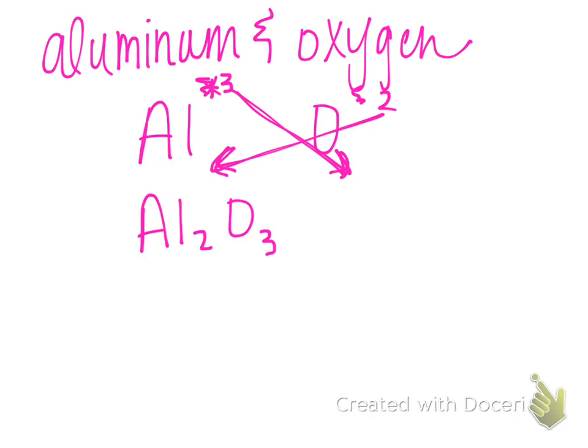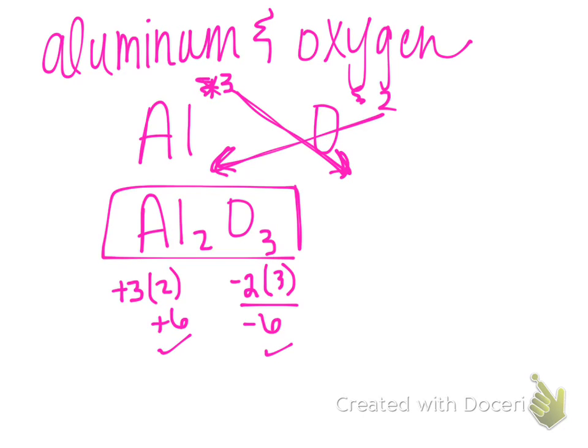Now you need to check to make sure those charges cancel out. Aluminum has a +3 charge, and how many aluminum atoms do we have? 2, which gives us +6. Oxygen has a -2 charge, and there are 3 of them, which gives me a -6. +6 and -6 gives us an overall neutral charge. So the name of this molecule would be aluminum oxide.